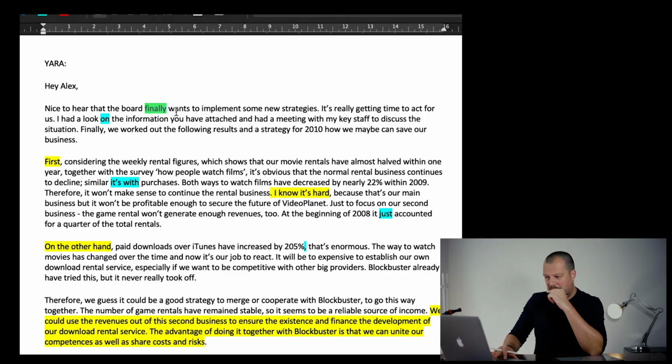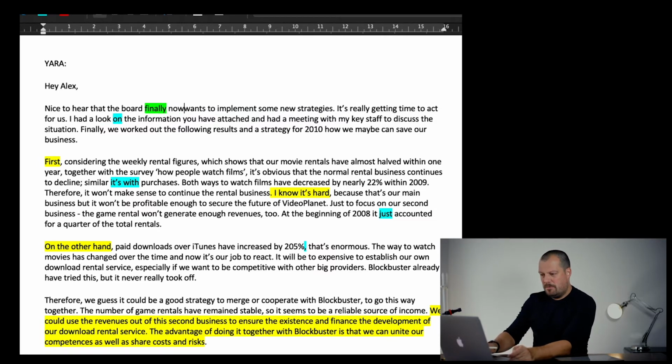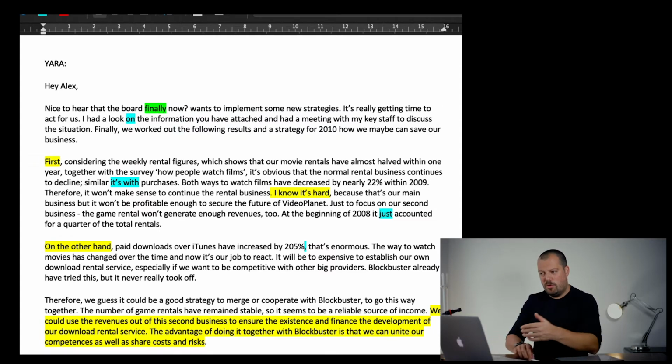Rather than saying finally, I would say maybe just the word now. When I say the board now wants to, or just leave it, just say that the board wants to, but without putting finally, I think. But it's debatable. You can go either way on that.